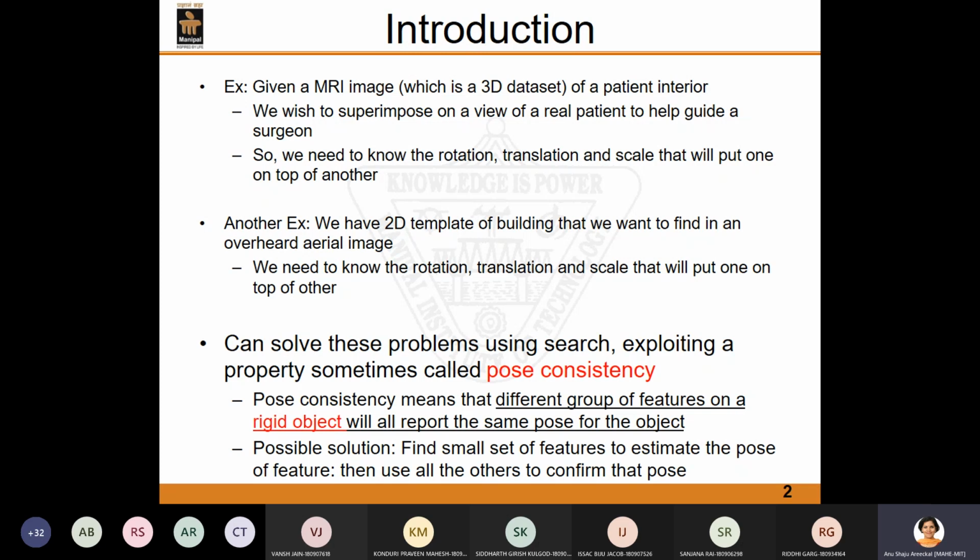Another example is, let's say you have an MRI image of a particular patient's brain, and you are able to superimpose it on the view of the real patient. There it would help the surgeon with surgical planning, even before the surgery as well as during the ongoing surgery, to see or to track how it has changed. Those are just some examples in the medical field.